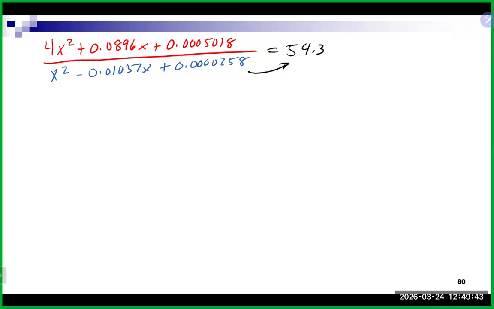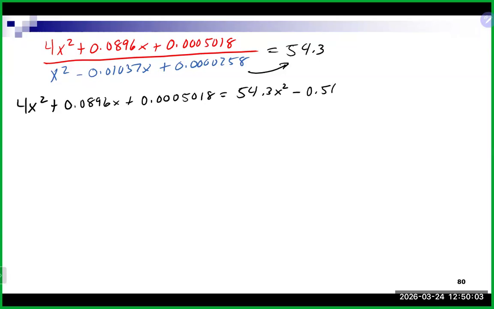I'm going to multiply all that to the other side. That's going to leave the top untouched. And when we multiply that to the other side, that's going to give us 54.3x squared minus 0.5631x plus 0.001401. Obviously, we're at the point where we're going to combine terms.